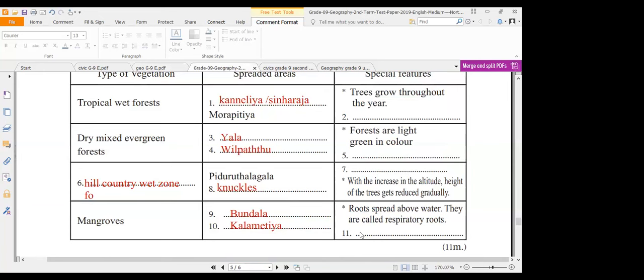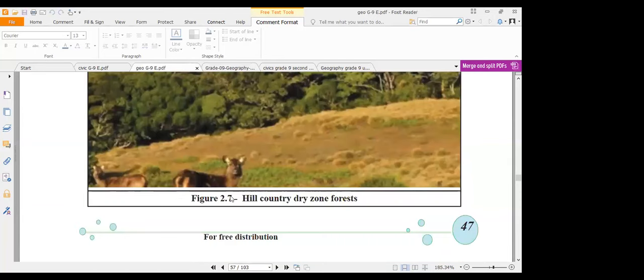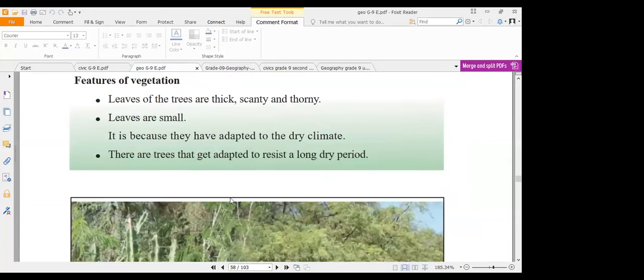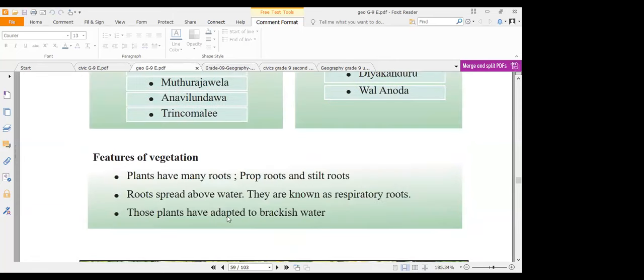Mangroves, right? Mangrove vegetation. Roots can be seen. Plants have adapted to brackish water. Plants have many roots, prop roots, stilt roots, etc.